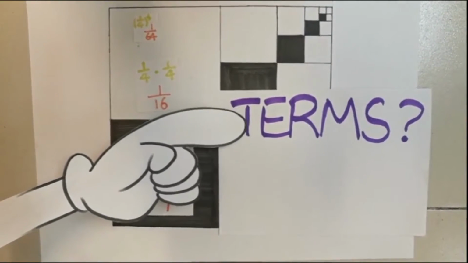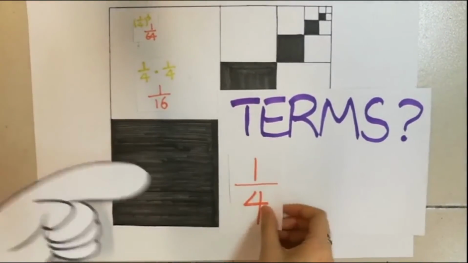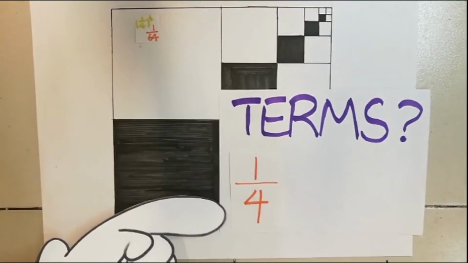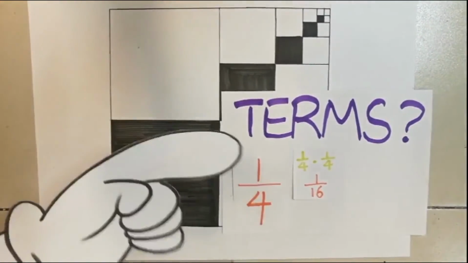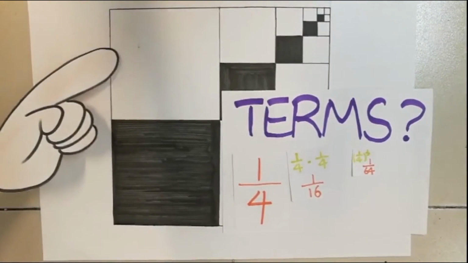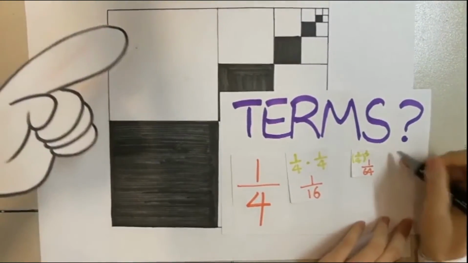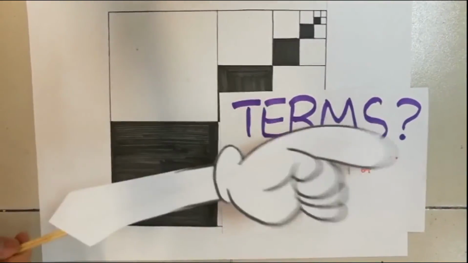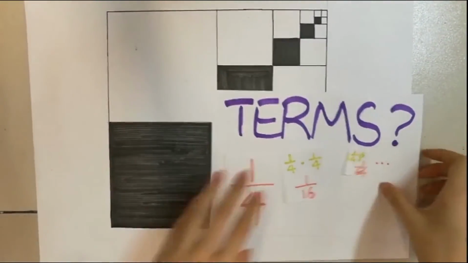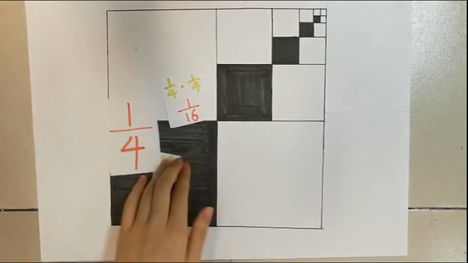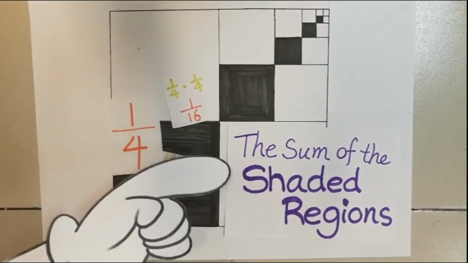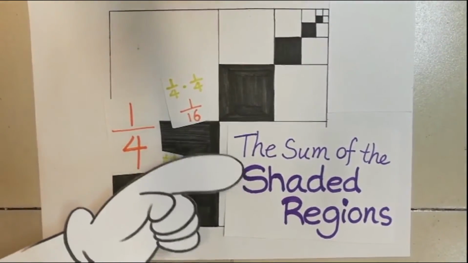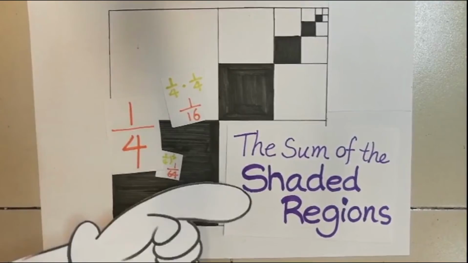Let's go for our question 1. What is the series of terms that will represent this situation? Easy one, right? Our term 1 is 1 over 4, term 2 is 1 over 16, and term 3 is 1 over 64. And it continues constantly. So let's move to our second question. What is the sum of the shaded area? Do you remember the formula that we had mentioned?